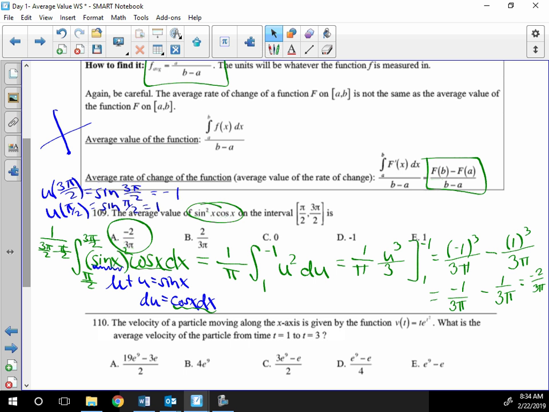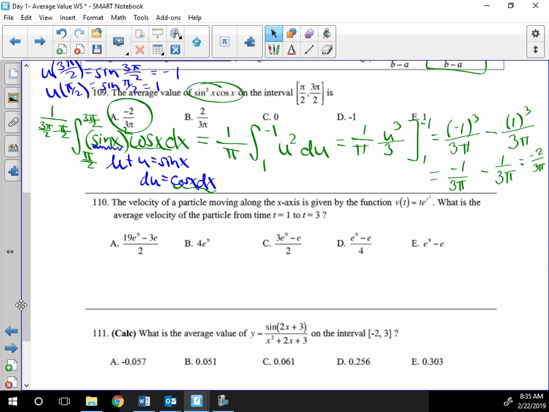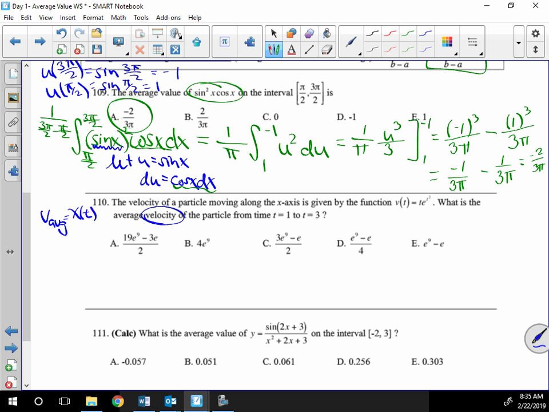Okay. So let's go take a look at number 10. So they give us the velocity, and it says, what is the average velocity of the particle? Okay, so we want the average of velocity. So we are integrating velocity. Now, obviously, we know the average velocity. You can just go back to our equation of change in position. We need change in position over change in time.